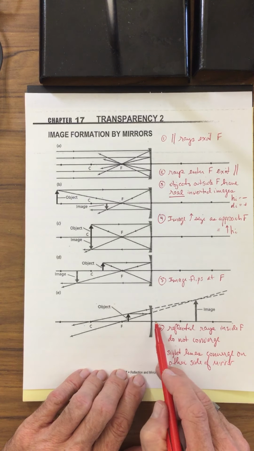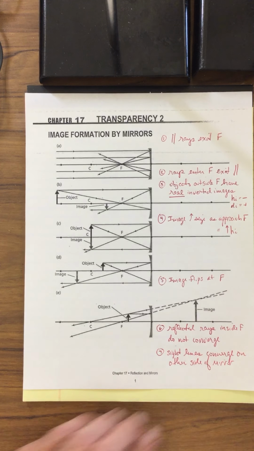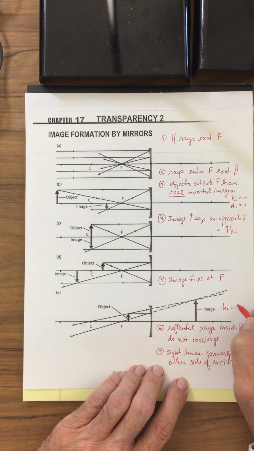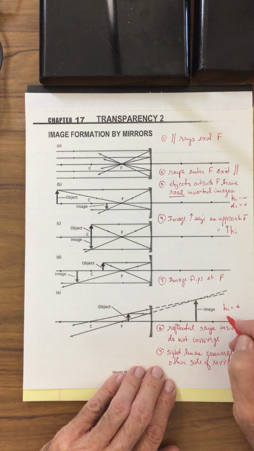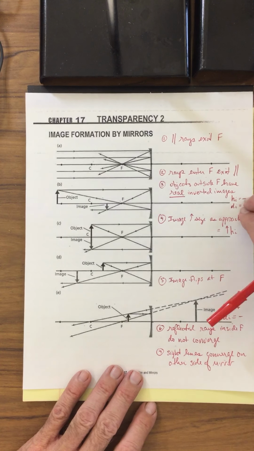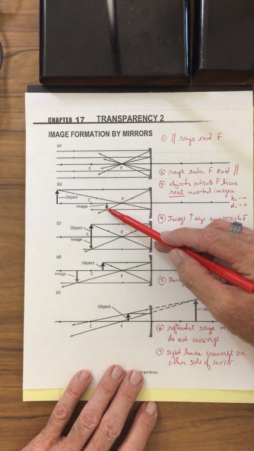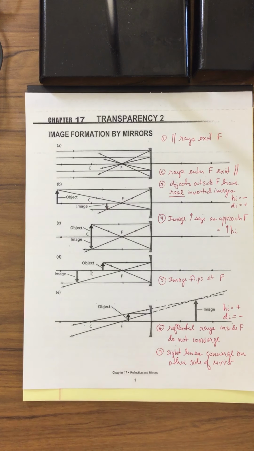And because we are on the other side of the mirror over here, our image is going to be positive. So the height of the image is going to be positive. However, take a look at the distance. We're on the other side of the mirror. The distance of the image is going to be negative. So these things over here, they switch. We previously have an inverted image with a positive distance, then we have an erect image with a negative distance.